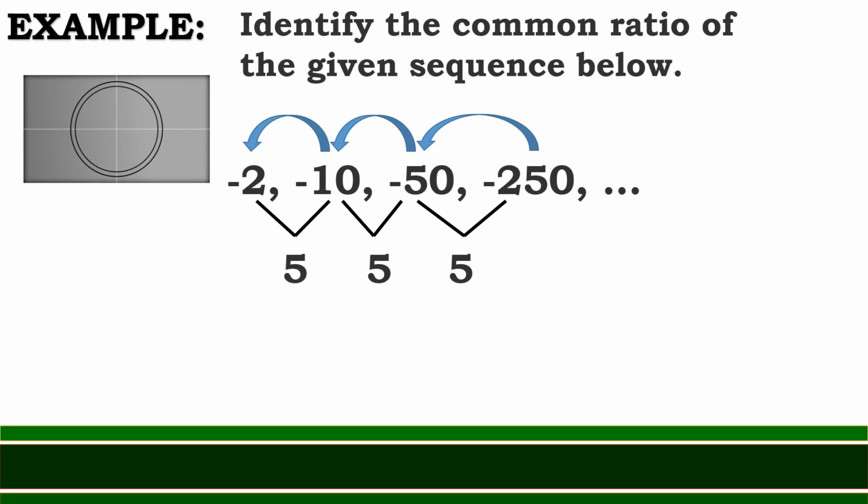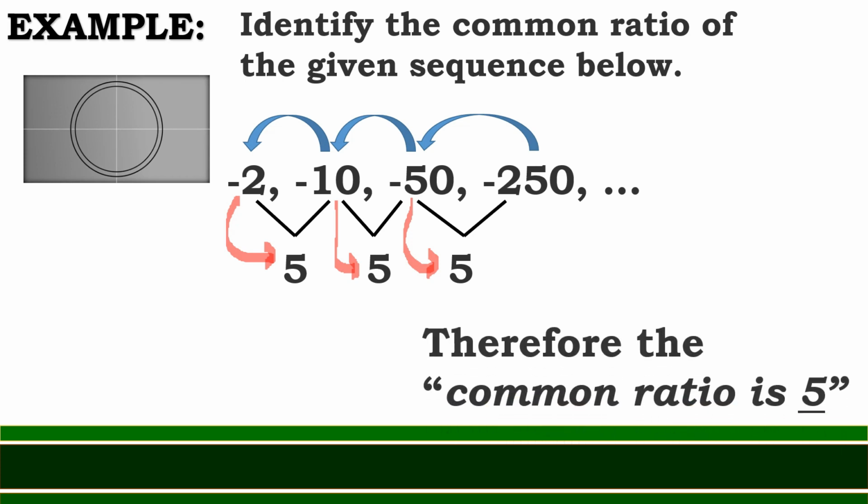Okay, so baliktarin ulit natin yung process para ma-check natin siya. Negative 2 times positive 5 will give you negative 10. Negative 10 times positive 5 will give you negative 50. Negative 50 times positive 5 will give you negative 250. Therefore, the common ratio from this example is positive 5.